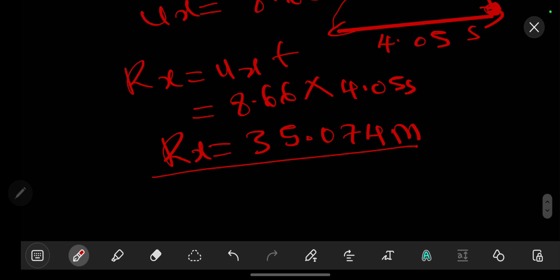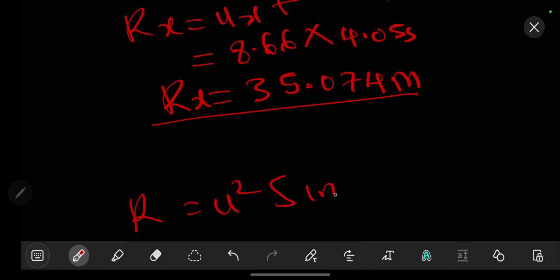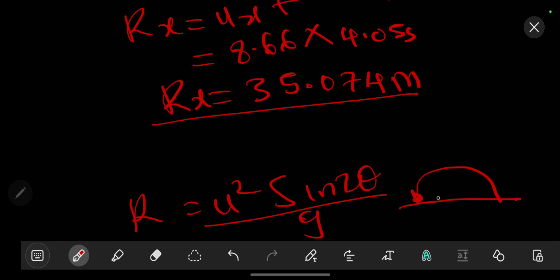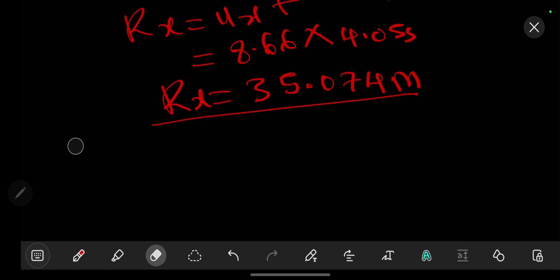So take note, the formula R equals u squared sine of 2 theta over g can never be used unless it is a symmetrical range, beginning at the same point in terms of the y and ending at the same point. If it is starting at one height and going down below that height, you cannot use this formula. So that is our range there.